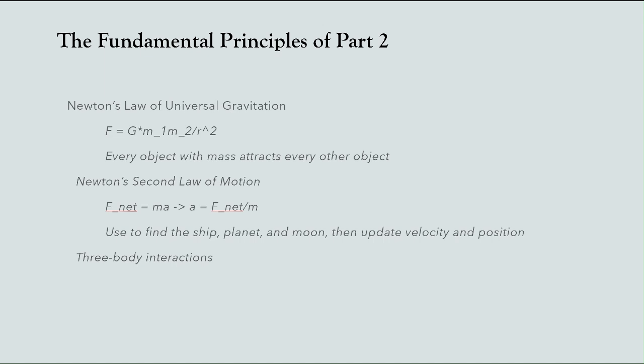The fundamental principle used for part 2 is Newton's law of universal gravitation, which is F equals G times mass 1, mass 2 over r squared, which is every object with mass attracts every other object. Newton's second law of motion, which is F net equals mass times acceleration, where acceleration is equal to F net over mass. This is used to find the net force on the ship and planet and moon, then update the velocity and position. Then also 3 body interactions. There are 3 objects that are interacting with each other in this part. It's the planet, the moon, and the spaceship.